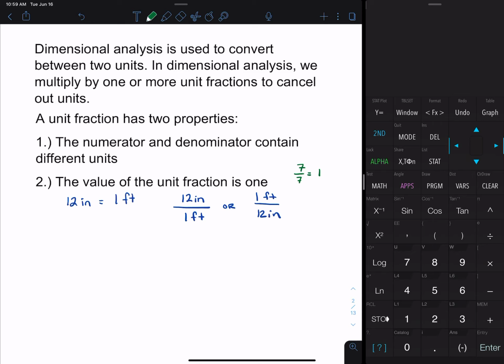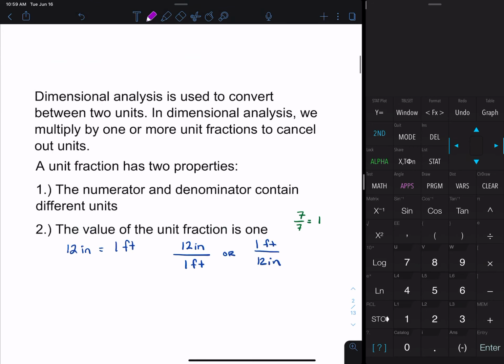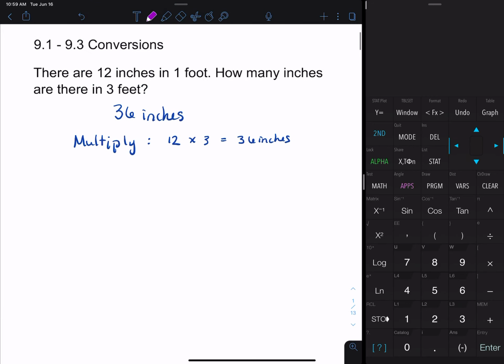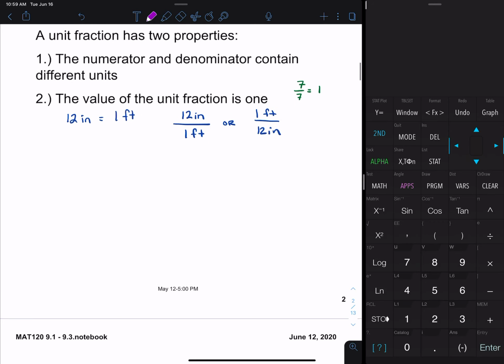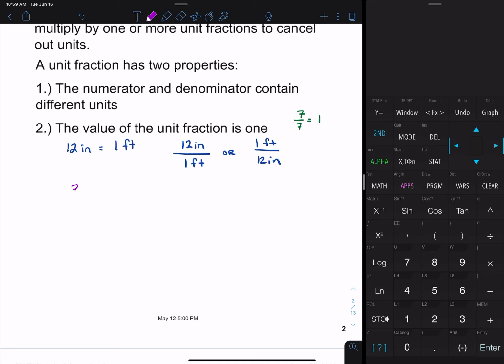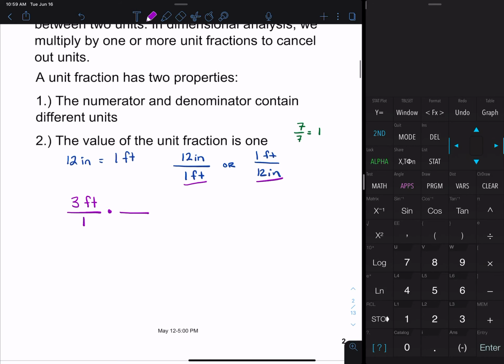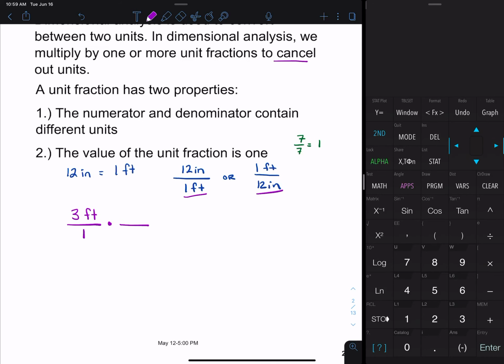Now, if we were trying to do that problem from before, where they asked us how many inches are there in 3 feet, what I would do is start with the 3 feet and write it as a fraction. I can take any whole number and put it over 1 to make it a fraction. And then what I would do is multiply it by one of these two unit fractions. Now when I do this, our goal is to cancel out the units.